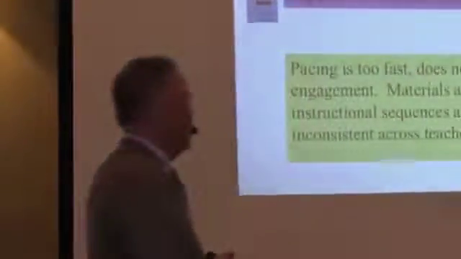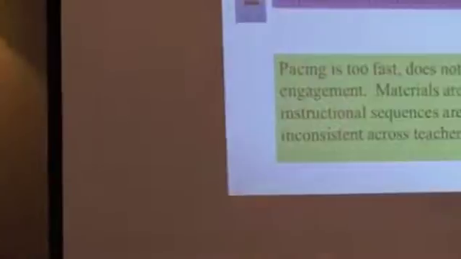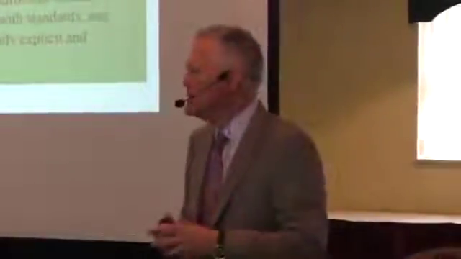Okay, last one. Pacing is too fast, does not provide for sufficient student engagement, materials are not aligned with standards, and instructional sequences are not sufficiently explicit. I, C, E, or L? Yeah, correct. So let's give a flavor for looking at the whys of it. All right, 27 students become off track to the fourth grade.